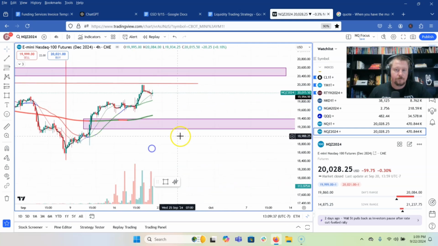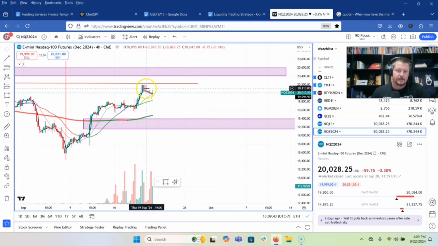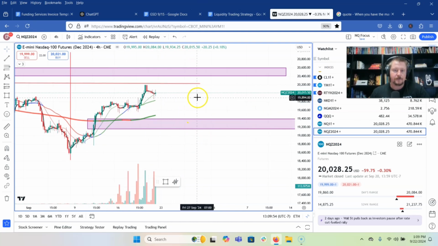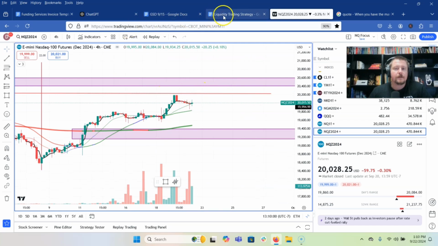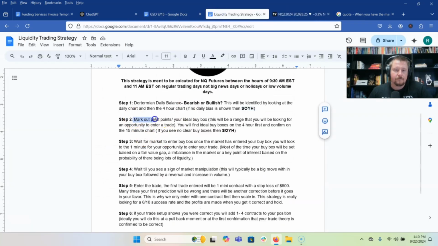Okay, so now we have two alternative ways that the market will go. From my experience, typically what I have seen is the market will come up to this fair value gap, and then we will tank down to this fair value gap. Again, we're talking theories. But these are my two points of interest. These are my two buy boxes that I'm very interested in. This line is where we might bounce off. So anyways, step number two: mark out your pivot points or ideal buy boxes.